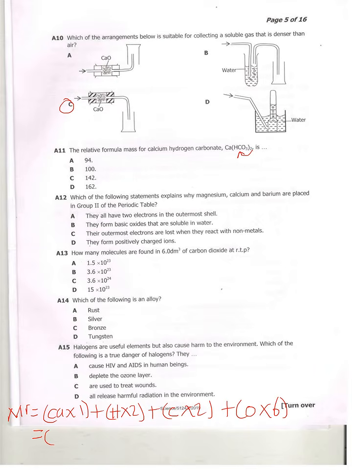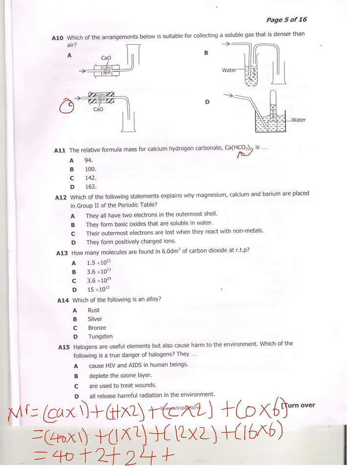The mass number for calcium is 40 times 1, plus hydrogen is 1 times 2, carbon is 12 times 2, oxygen is 16 times 6. So 40 times 1 is 40, plus 1 times 2 is 2, 12 times 2 is 24, plus 16 times 6, I'm getting 96. Now let's add: 96 plus 24 plus 2 plus 40. I'm getting 162. So 162 is my final answer. From the multiple choice, our answer is D.